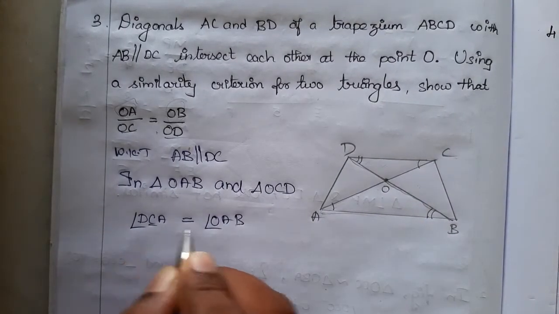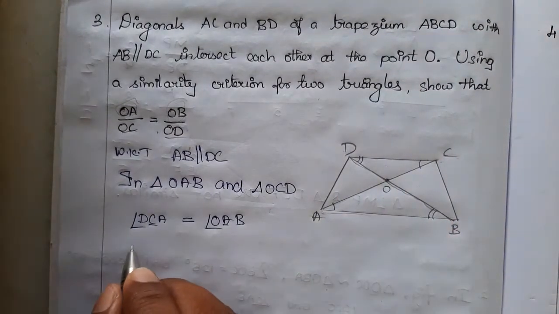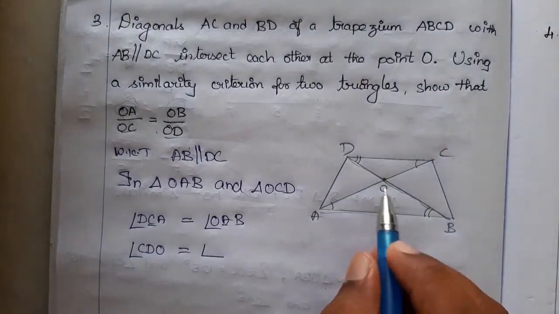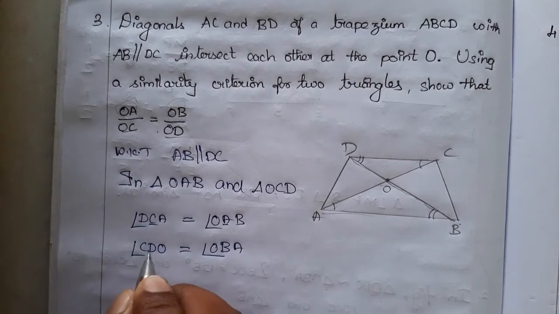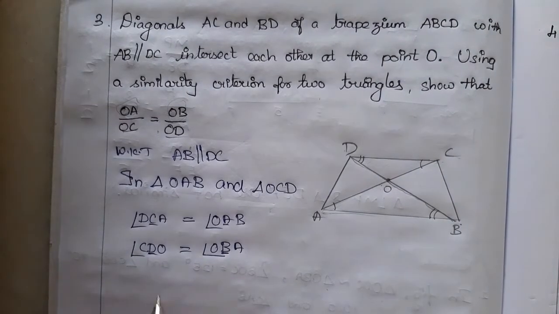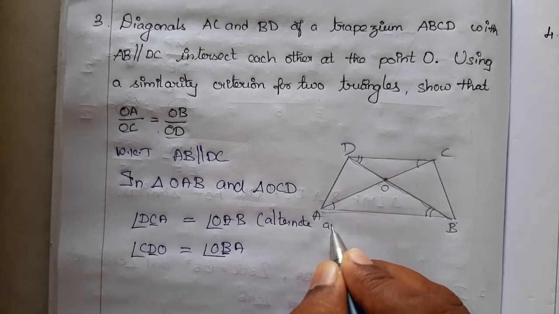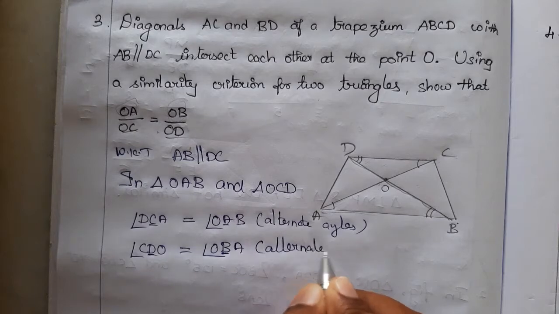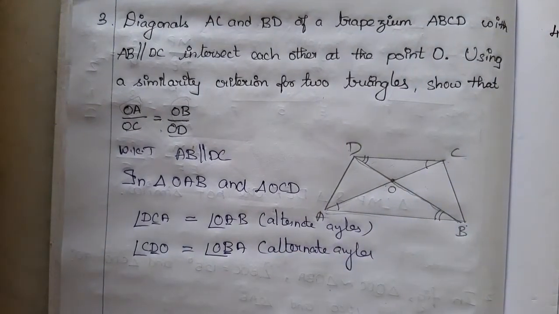This means C and A are corresponding, and next angle CDO is equal to angle OBA, right? Here the corresponding vertices are D and B. So this is by alternate angles. This is also by alternate angles under the transversal line, that's known.